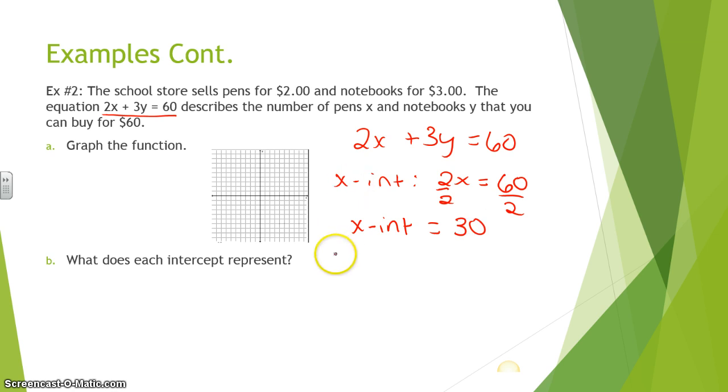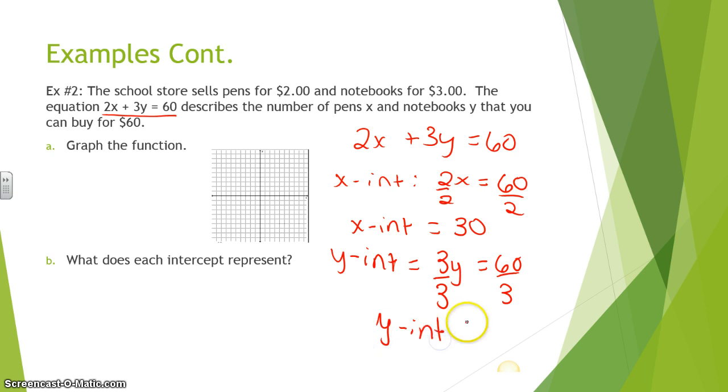Now let's find my y-intercept. I'd plug in 0 for x, so what I'm left with is 3y equals 60. Divide 3 to each side. So my y-intercept, 60 divided by 3, is 20.